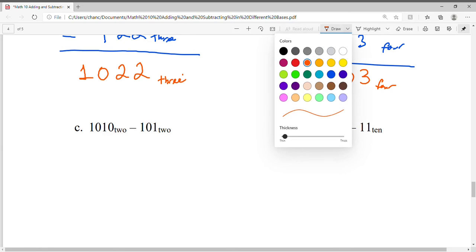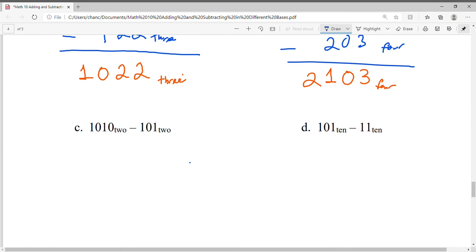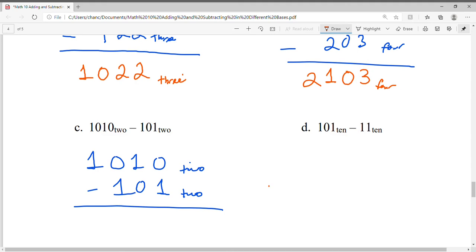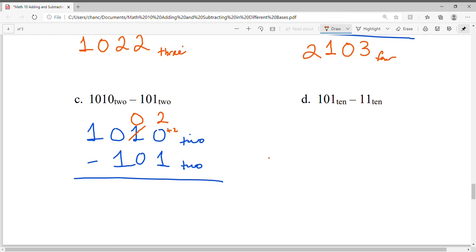For part C, we're talking base 2, so let's stack it up again. I cannot subtract 1 from 0. We borrow from the 1, that becomes a 0. We'll have to add that 2 back to the 0, that makes it a 2. Remember, we're borrowing a 2 since this is base 2. And so 2 minus 1 gives me 1.